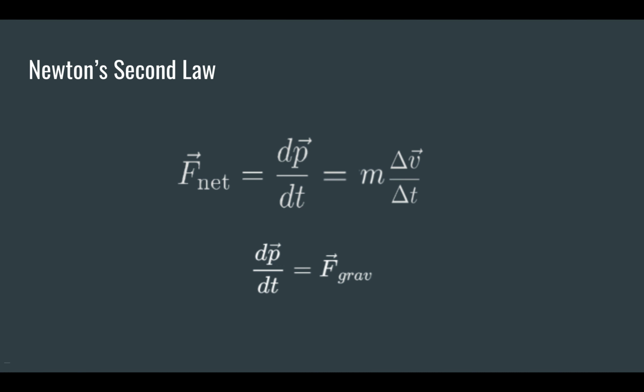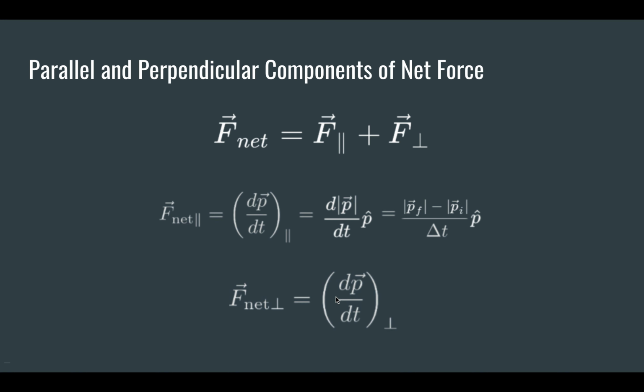black hole. So the first physics principle that I used was Newton's second law, which says that the net force is equal to dp over dt, which is the change in momentum over the change in time, and momentum is mass times velocity. And then the gravitational force is going to be equal to that because that is the force that is acting on the star.